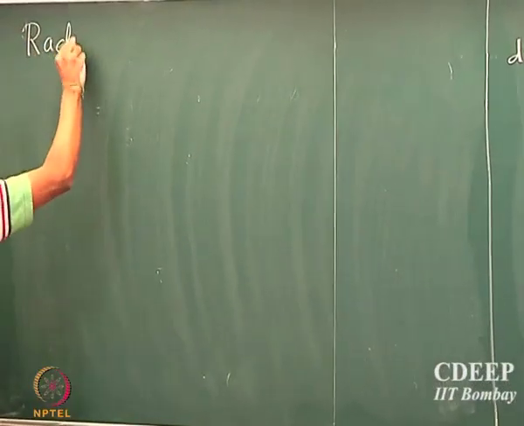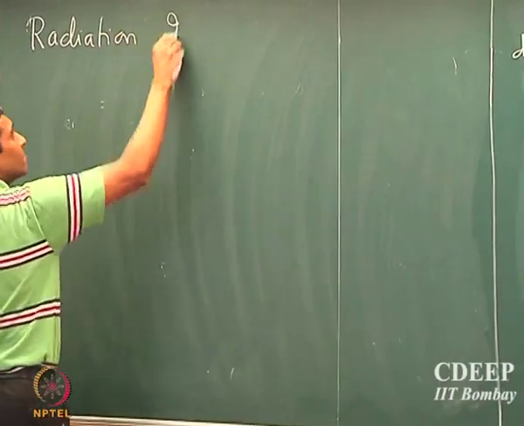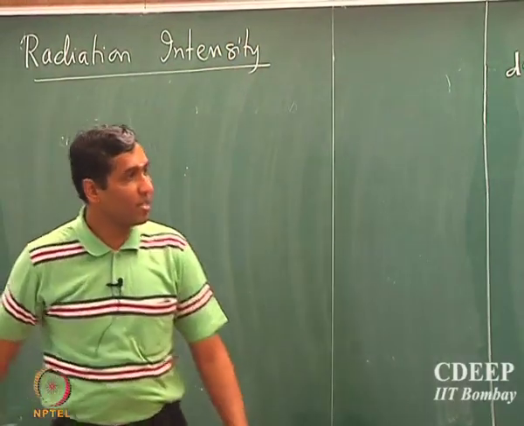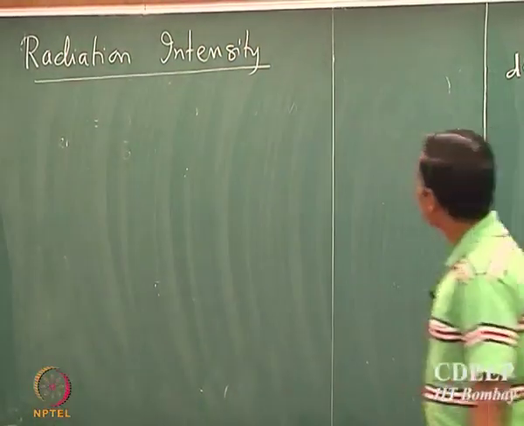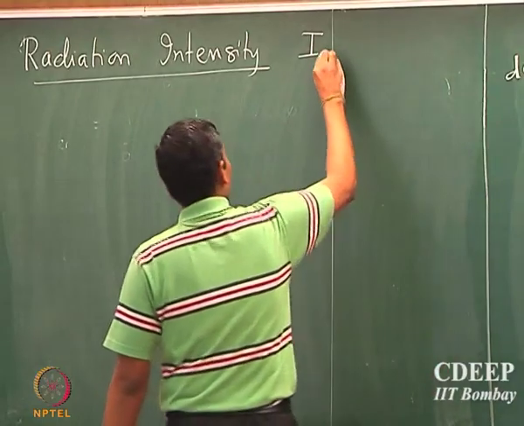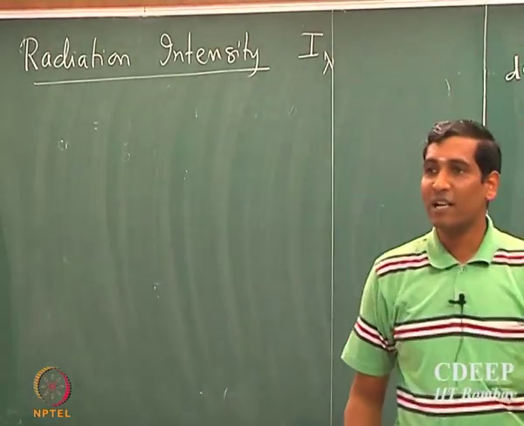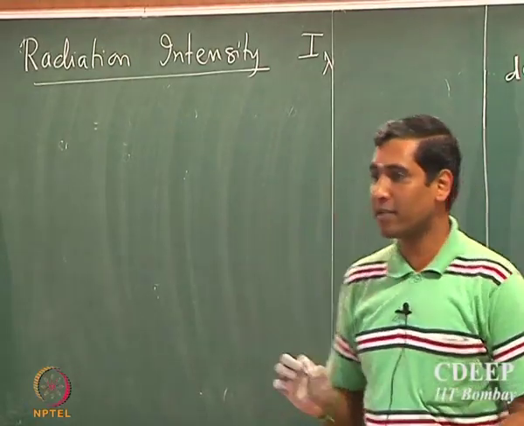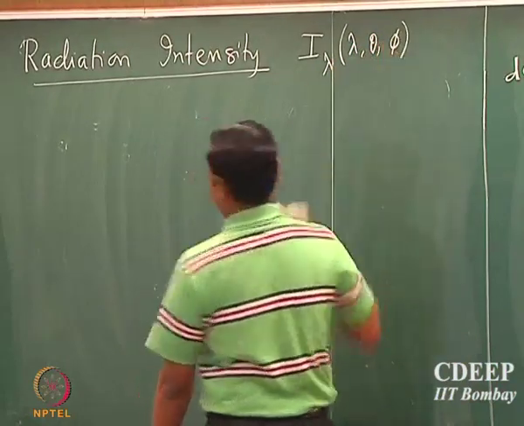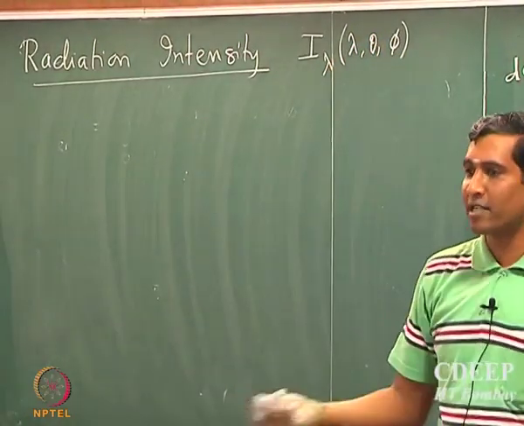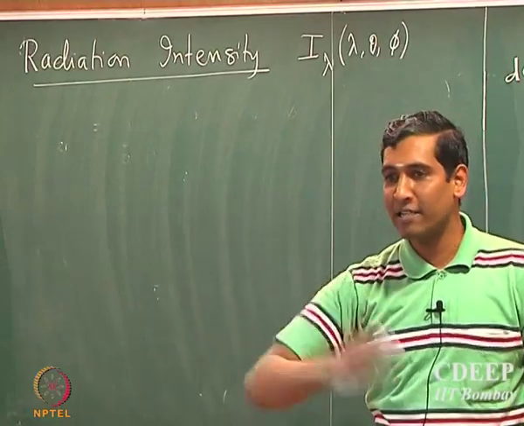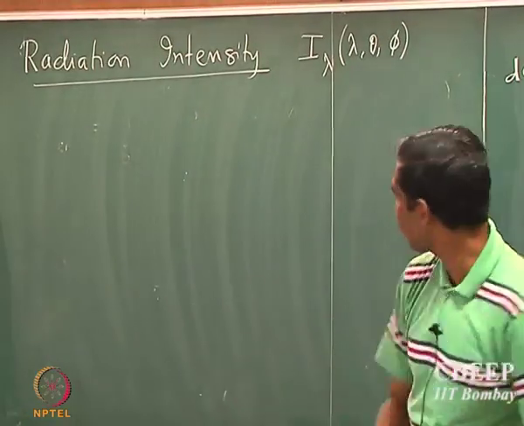We are going to define a quantity called radiation intensity. The typical symbol that is used is I, and a subscript lambda means radiation intensity at a particular wavelength lambda, and that's going to be a function of lambda, theta and phi. So it's a spectral property, dependent on which lambda, what angle in the theta direction and what angle in the phi direction.